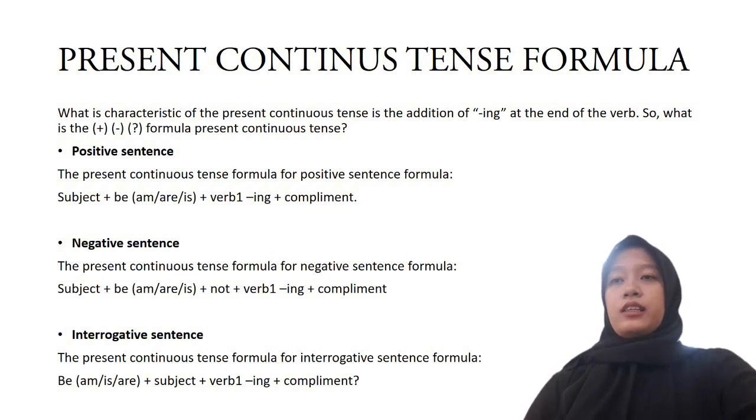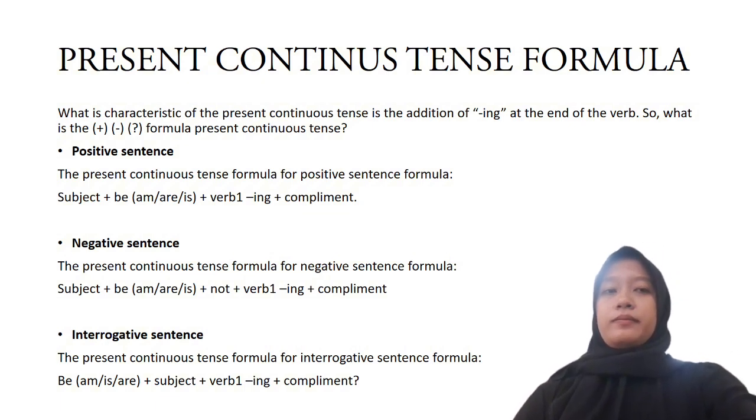For a negative sentence, the present continuous tense formula is subject plus be (am, is, are) plus not plus verb 1 ing plus complement. Interrogative sentence. The present continuous tense formula for an interrogative sentence is be (am, is, are) plus subject plus verb 1 ing plus complement.